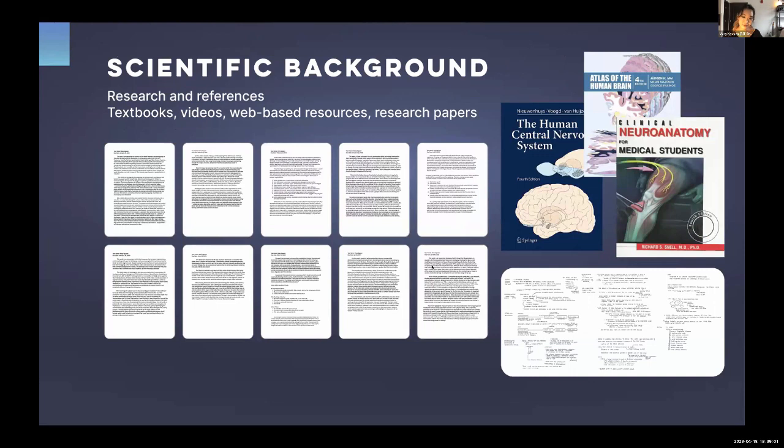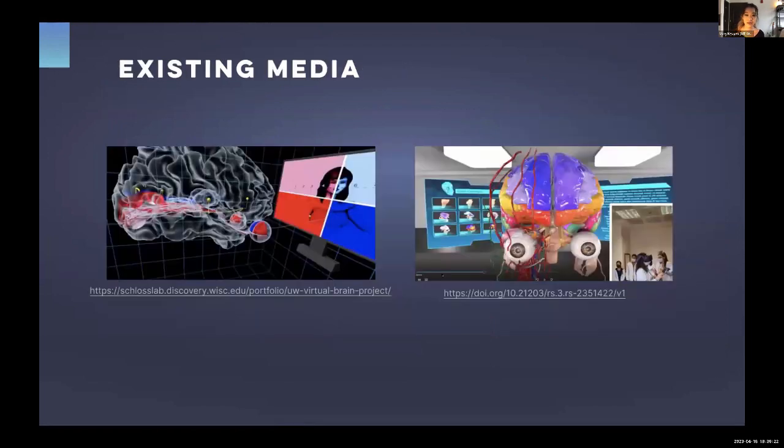And for my scientific background, I used a combination of textbooks shown here. I used the Human Central Nervous System, the Atlas of the Human Brain, and Clinical Neuroanatomy for medical students. And I watched different videos online and used web-based resources and also research papers. So here's a combination of everything I used in my notes. I also conducted a media audit. The purpose of doing this was to see what's on the market right now and to take that information and make it better and see what works and what doesn't work.